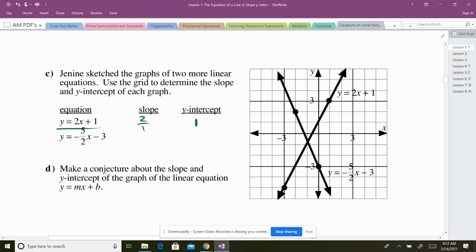What about the next one right below it? Oh, negative 5 over 2. What's the y-intercept? Negative 3. Always take the sign that is in front of it, okay? All right. Are we okay so far?